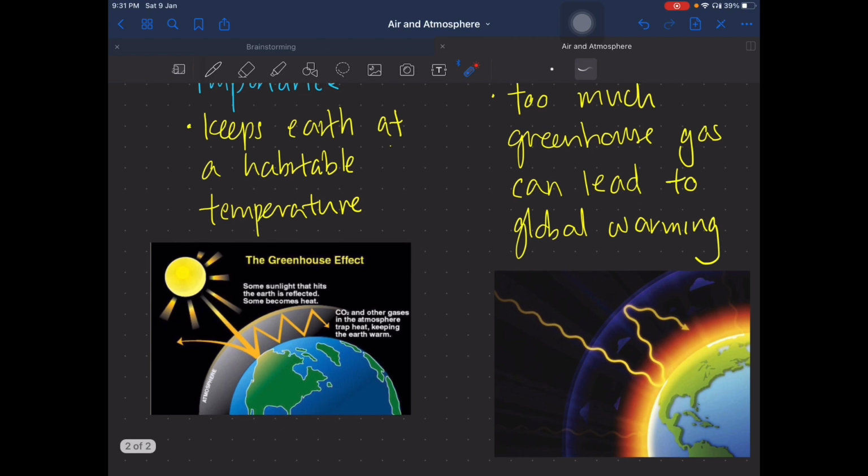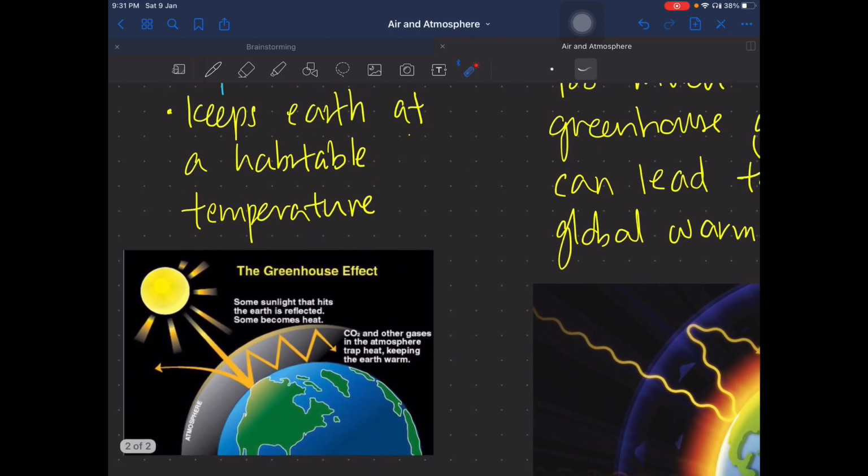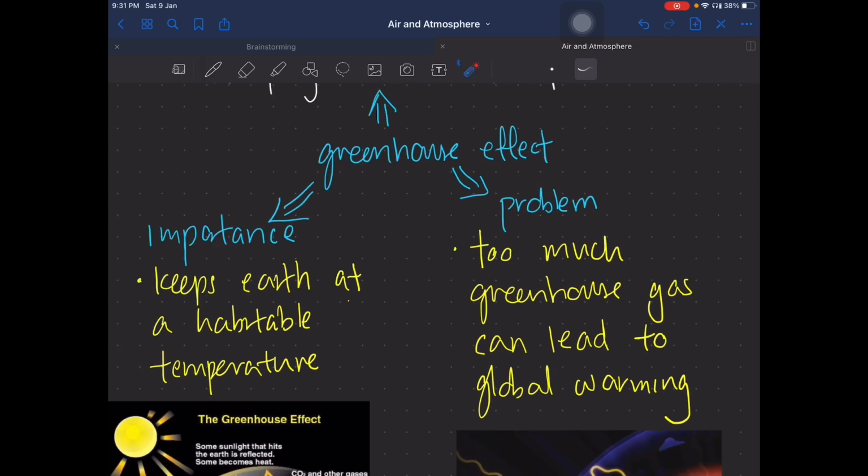So as you can see in this diagram over here, when the sun rays hit the Earth's surface, some of it will be reflected off and some becomes heat. By having greenhouse gases around the atmosphere, such as carbon dioxide, as well as other gases like methane, it actually helps to trap the heat, so it keeps the Earth warm, and that is what we actually need for life to exist.